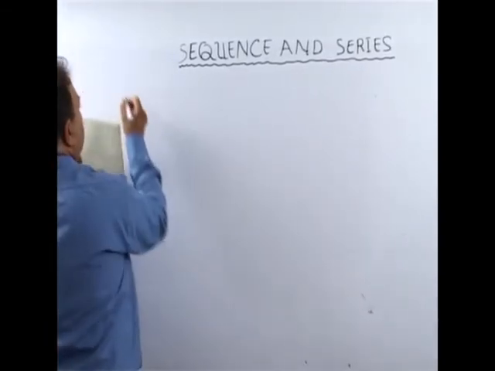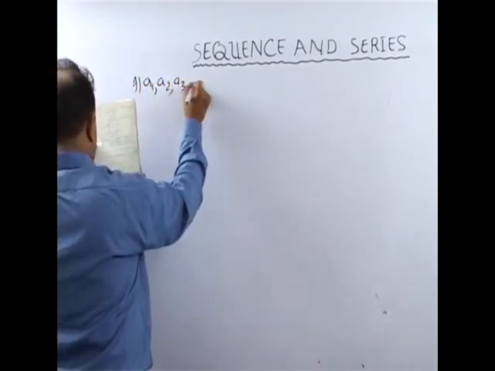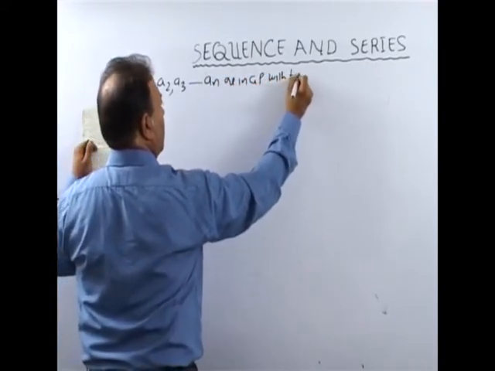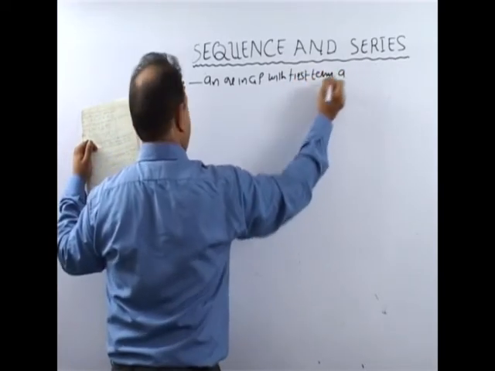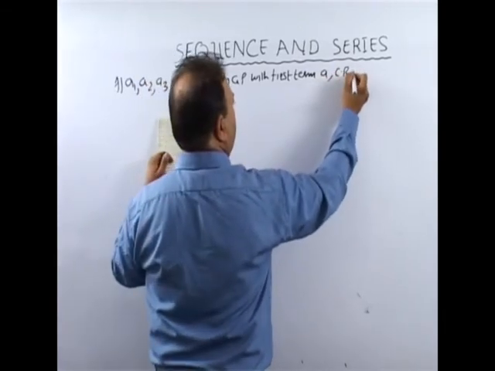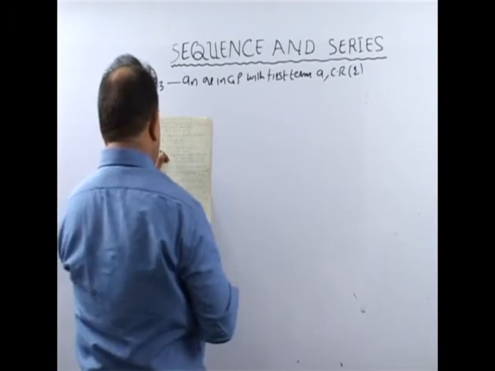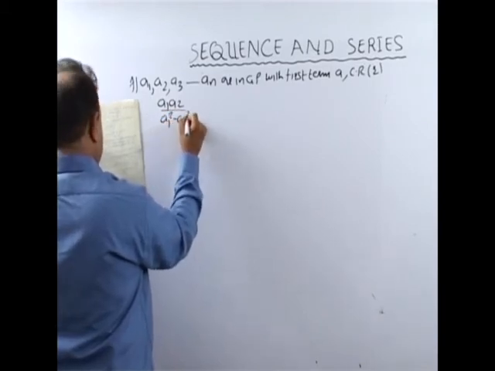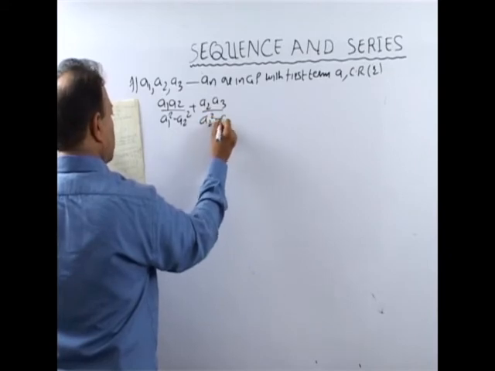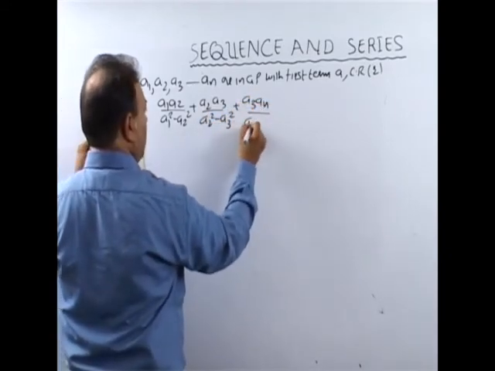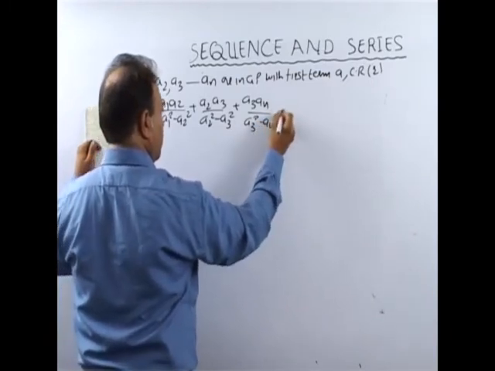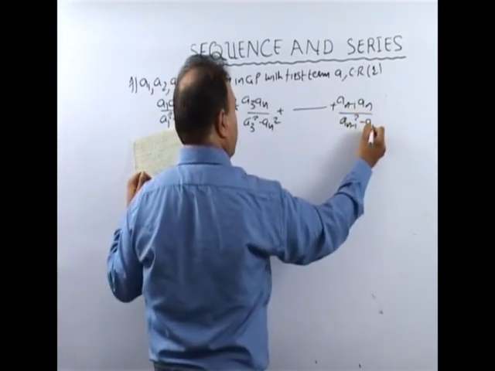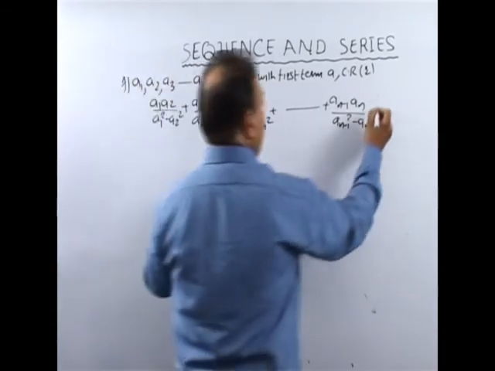The problem is: if A1, A2, A3, ..., AN are in GP with first term A and common ratio R (CR means common ratio), then A1 square minus A2 square plus A2 A3, A2 square minus A3 square, A3 A4, A3 square minus A4 square, and so on up to A(n-1) An upon A(n-1) the whole square minus An square. This is equal to one of the four options we have been given.